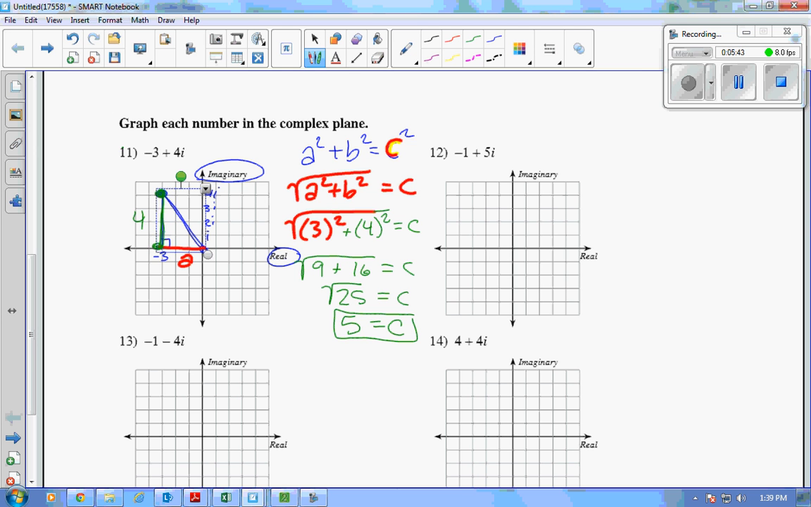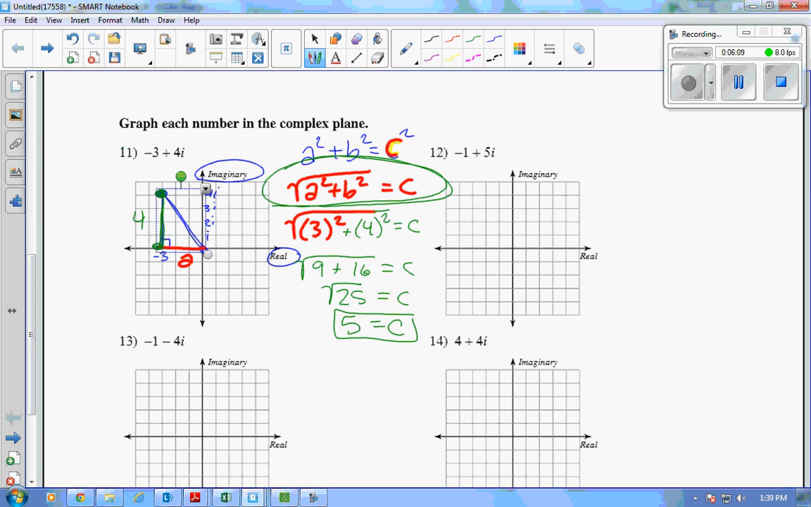Okay? So on the ones above, numbers 1 through 10, it's asking you to find the absolute value. What you're finding is distance from 0. So you use the Pythagorean theorem. And here's the version already solved out for just C. That's all you have to do. And then the other one, say graph. So now you know how to graph. You do the real part, and then you go up and down for the imaginary part.